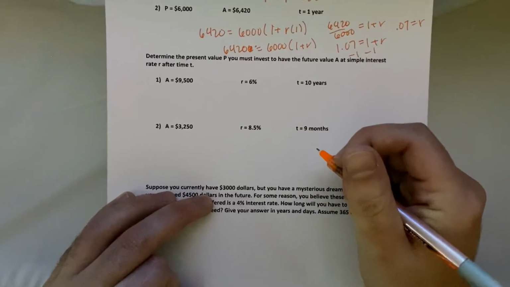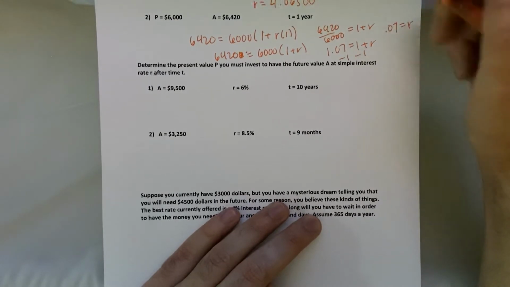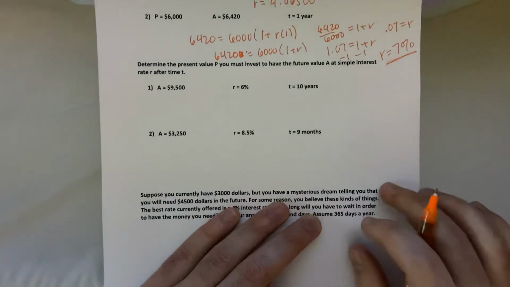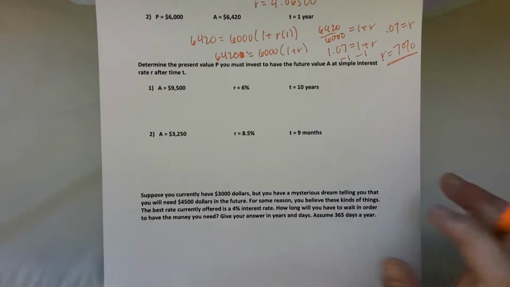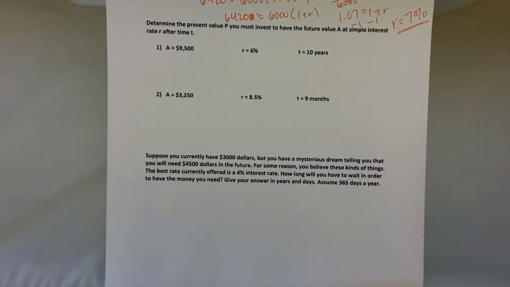Now remember, that's R in decimal form. What about in percent form? You go 2 decimal places to the right, so R is a 7% interest rate. Furthermore, you can find T if it's an unknown variable as well. Determine the present value P you must invest to have a future value A at simple interest rate R after time T. So here actually we're not going to determine T, we're going to determine P.